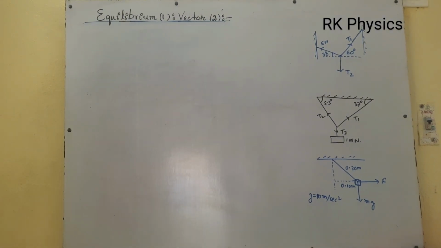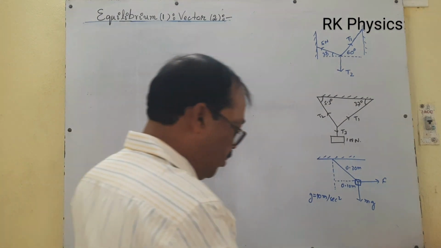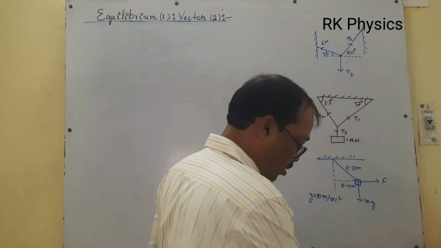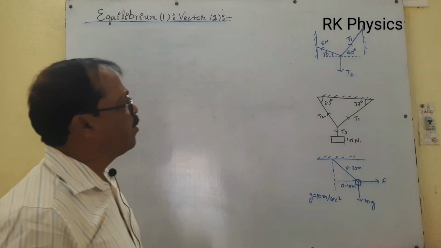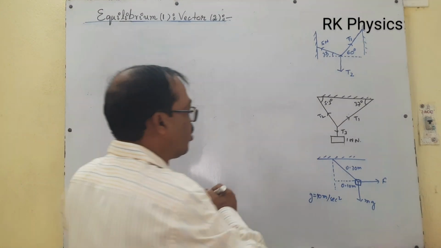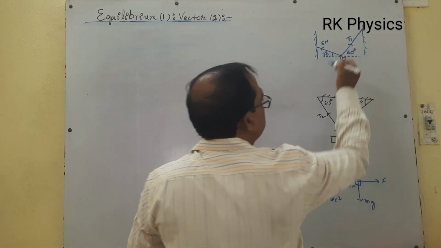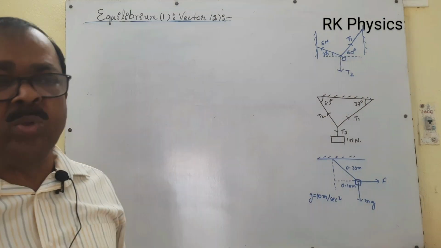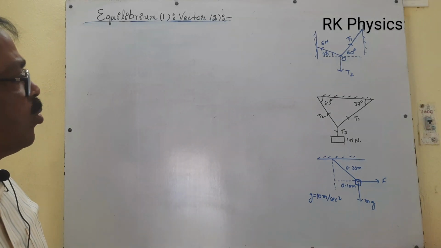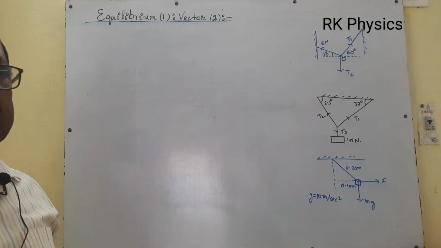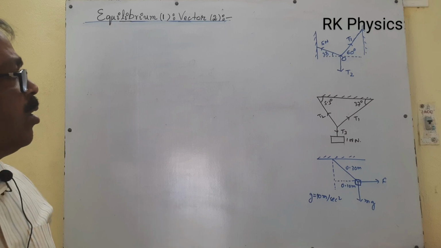Now let us start applications of equilibrium. I have given three figures. Three figures are there on the board. Let us solve them one by one. Mark the point O as the equilibrium point. It is neither moving towards the right nor towards the left. T1 and T2 are the forces acting in the strings as shown in the figure.